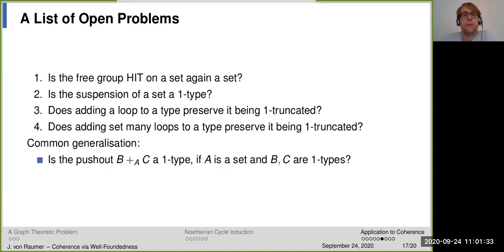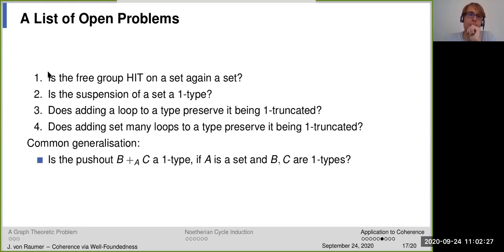So this one problem, for which we found a nice proof of its approximation, is just one in a whole list of problems. I think Nicolai talked about these kinds of problems in his HoTT talk a while ago as well. One other way to state a very similar problem is to ask whether the suspension of a set is a one type. A third question would be to ask whether adding a loop to a type preserves it being one truncated. And a slight generalization from that would be that we don't only add one loop, but we add set many loops to a type and ask if the type is still a one type if it was before.